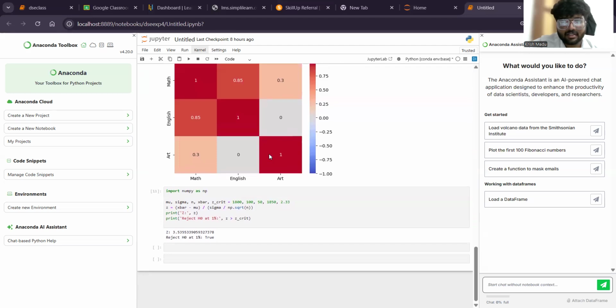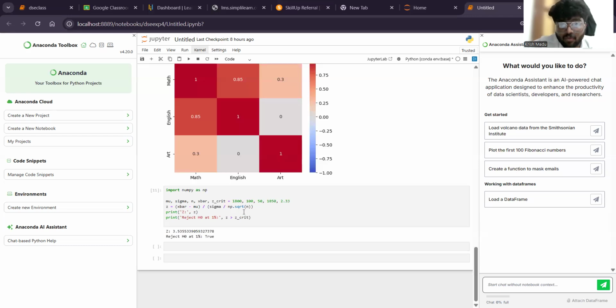Now we come to the 10th question, where we have to perform hypothesis testing with a G-test, where we set up the hypothesis where mu is equal to 1800 or mu is greater than 1800. After that, we are computing the standard error. After computing the standard error, we go for the G statistic, which is 1850 minus 1800 divided by 14.44. It comes to nearly 3.535.